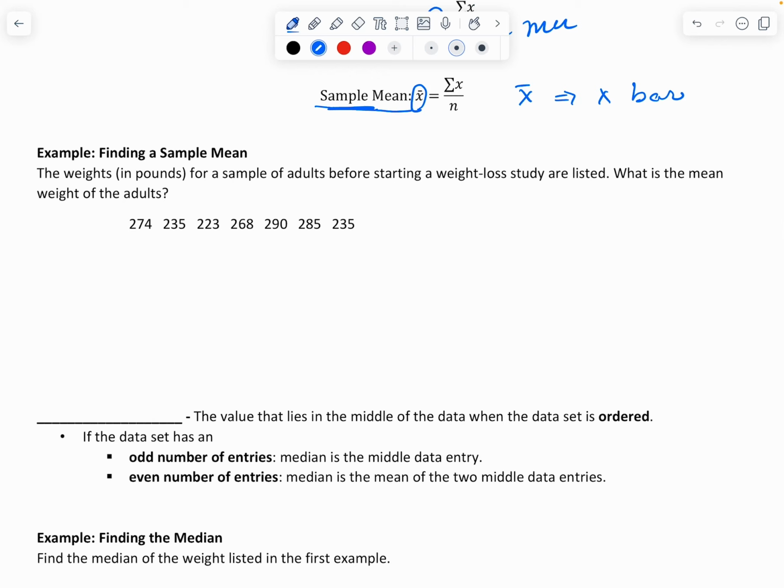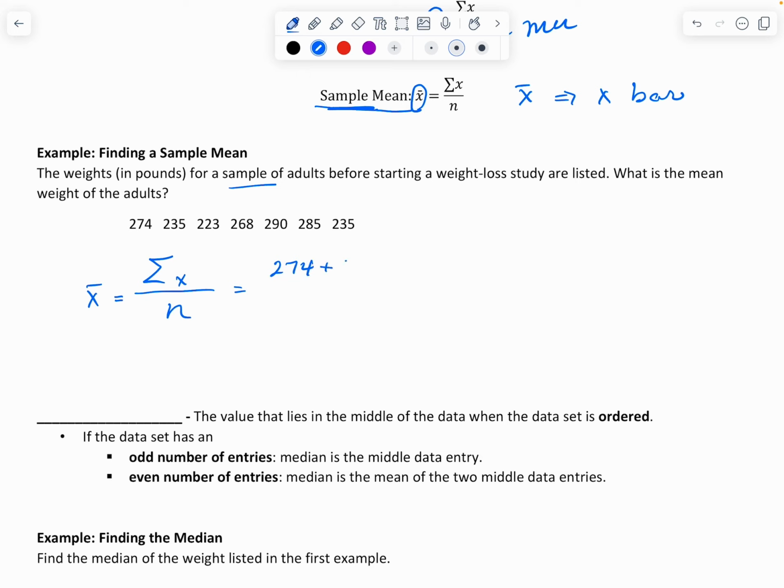Example number 1, the weights in pounds for a sample of adults before starting a weight loss study is listed below. What is the mean weight of the adults? So we have these values. We're going to sum up these x values. We're going to divide it by the number that there are, which is n. This is a sample, so that means that this is x bar, representing my sample mean.